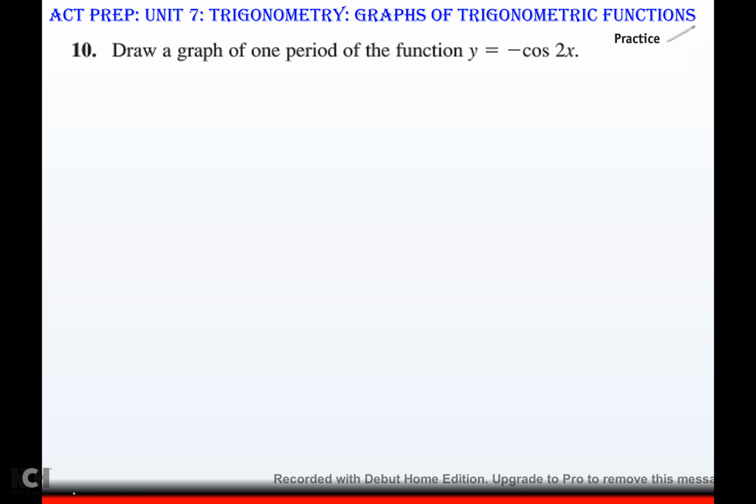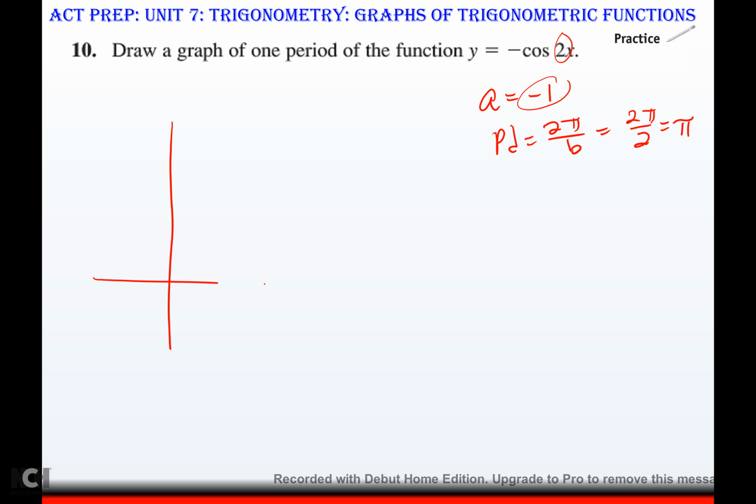Alright, it says draw a graph of one period of the function y equals negative cosine 2x. Okay, so we've got a equals -1, and my period is equal to 2 pi over b. So in this case, it's going to be 2 pi over 2, which comes out to pi. So this is going to be shrunk down, and it's going to flip over. So, if I draw my little graph, I've got to finish one cycle by pi now, not by 2 pi.